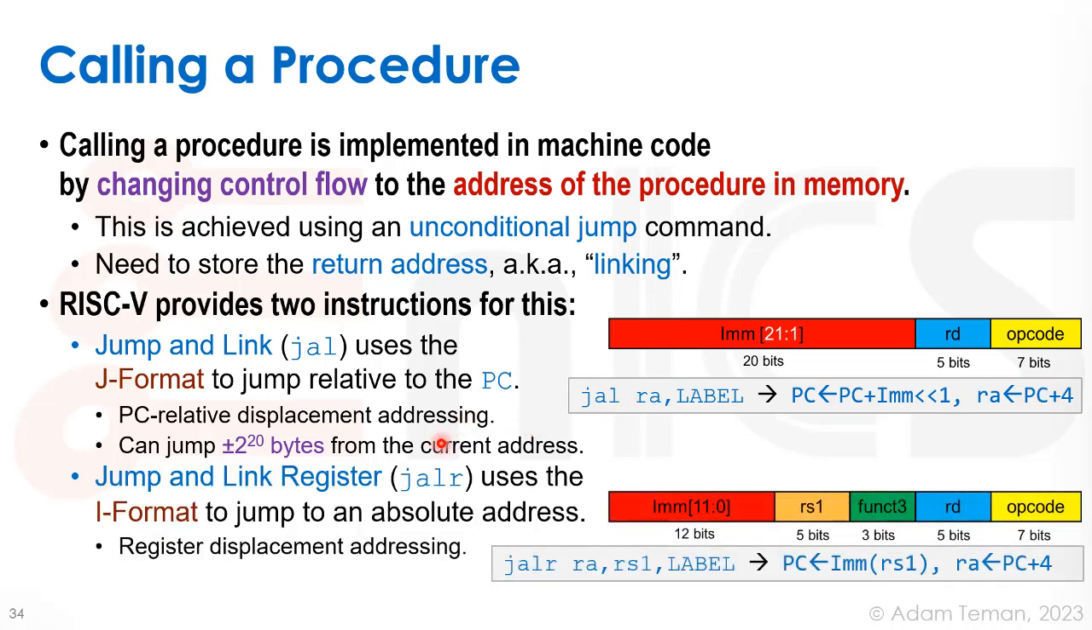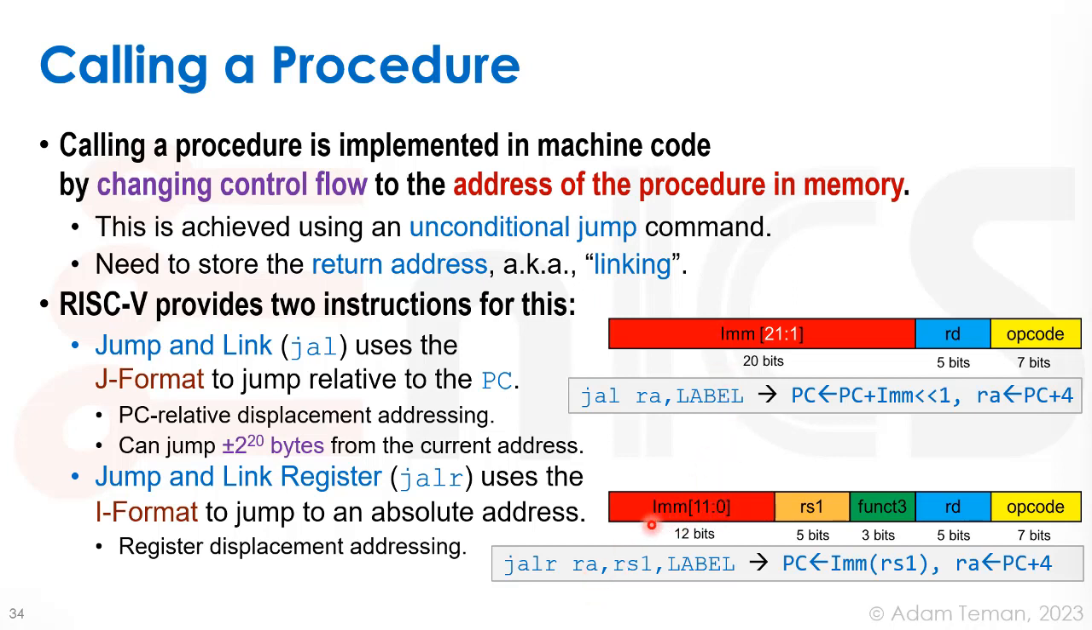The other way to do it is jump and link register, which is the same thing as jump and link, but instead of using PC relative displacement addressing, it's going to use an absolute address. So here we have the address stored in RS1. So PC is going to get the immediate plus whatever the address is that's stored in RS1, and we're going to again link to whatever we stored over here in RD or in what we called RA. So that's register displacement addressing.